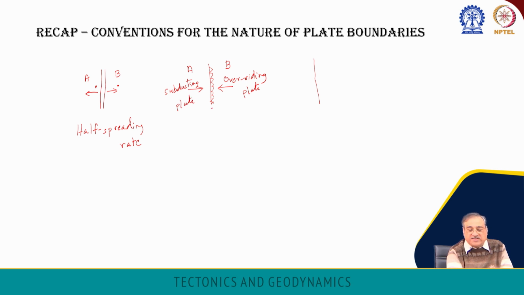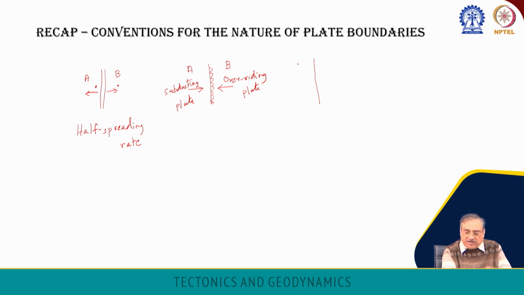So, this boundary has a polarity, in which case plate A is subducting below plate B, and the two arrows will point towards each other. Once again, as in the case of mid-oceanic ridges, we are showing the direction as completely orthogonal to the boundary. It need not always be; it can be at an angle, which means there will be a component of motion which is parallel to the boundaries as well.